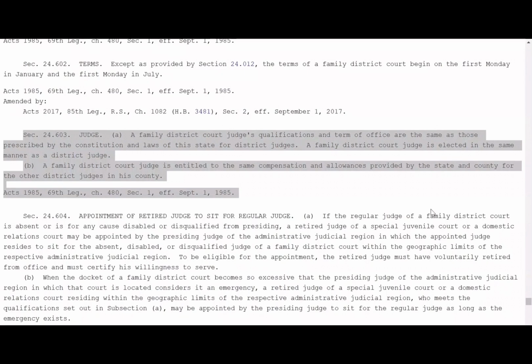A family district court judge's qualifications and terms of office are the same as those prescribed by the Constitution and the laws of this state for district judges. A family district court judge is elected in the same manner as a district judge. A family district court judge is entitled to the same compensation and allowances provided by the state and county for other district judges in his county. And that was legislated in 1985, and it went into effect September 1, 1985.